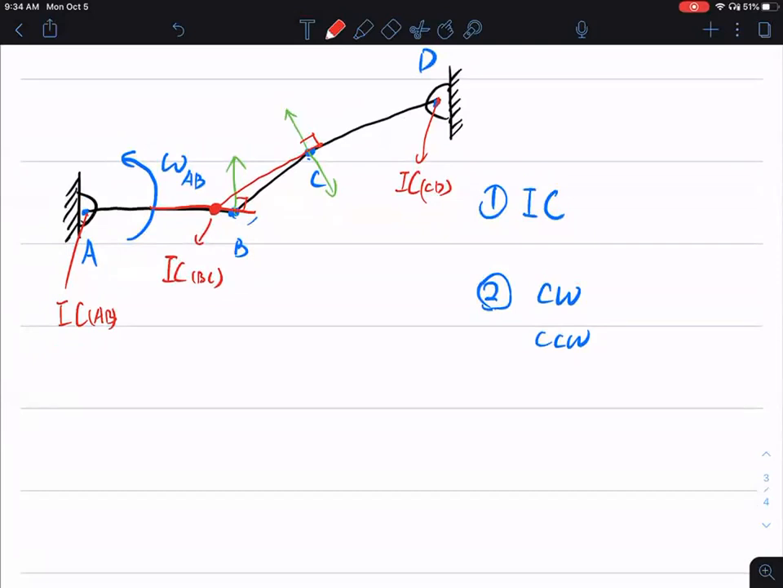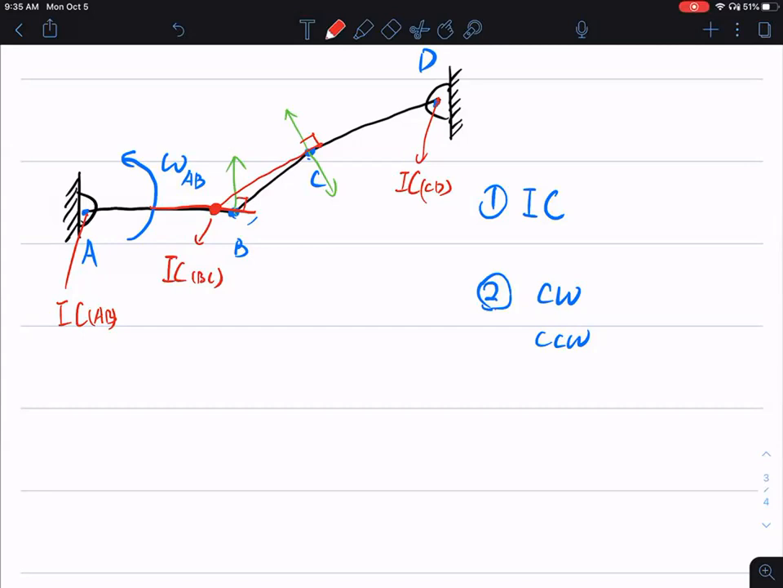Now we find out the instant center for BC. Raise your hand if you want me to repeat this again, or explain more. So the instant center for BC is identified. Great. Now we know all the instant centers.